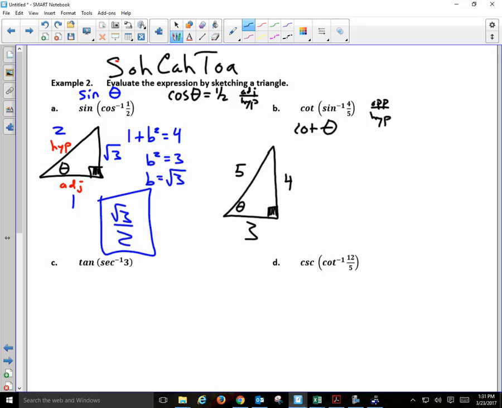Cotangent is not going to be opposite over adjacent, but rather adjacent over opposite, so 3/4. Not too bad the second time through, right?